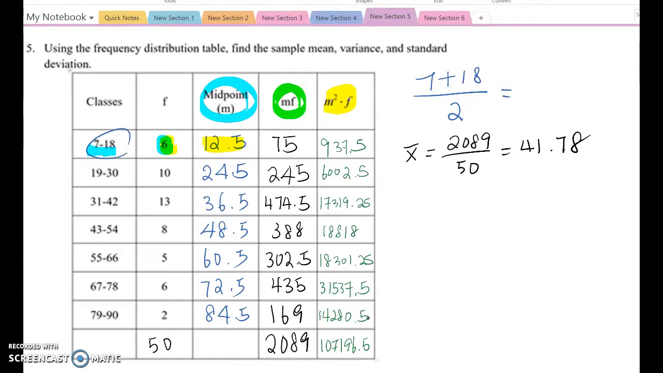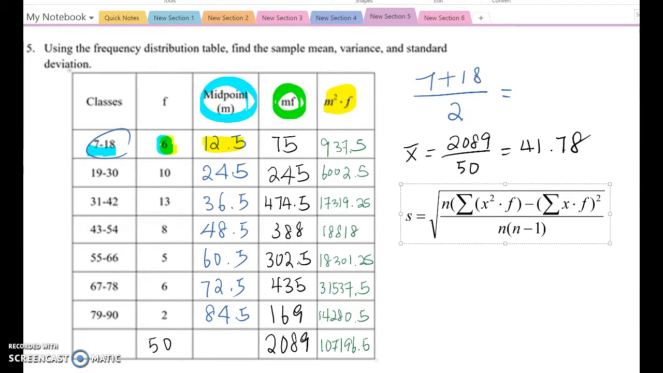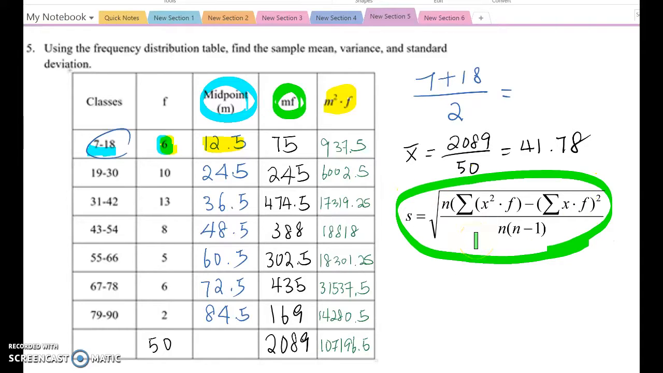Okay, so we are almost ready to find the variance and the standard deviation. If you go back to your booklet, you will get this formula. S equals the square root of n times the sum of x squared times f minus the sum of x times f, squared, over n times n minus 1. This whole formula is the standard deviation. The inside value is your variance. So we want to calculate the inside value to find the variance, and then we will take the square root of that value to find the standard deviation.